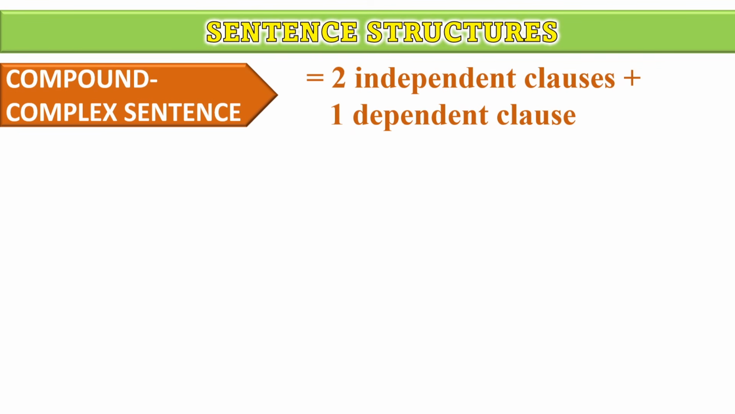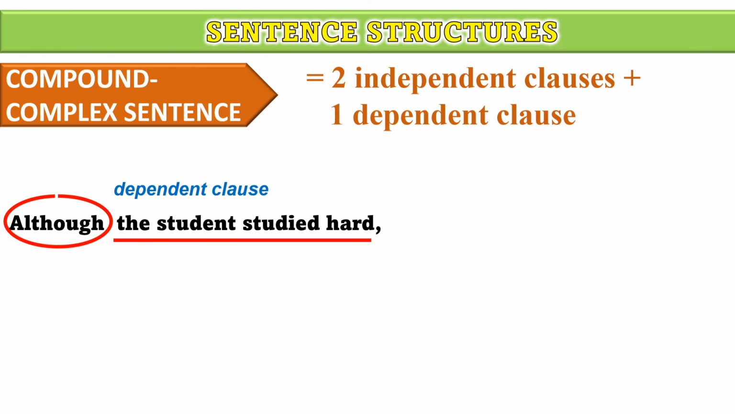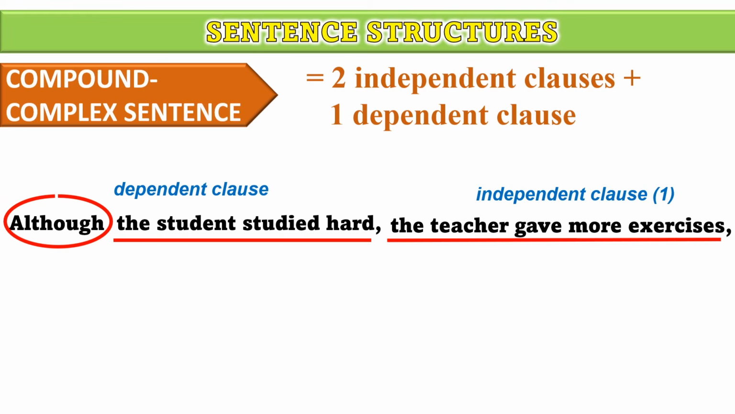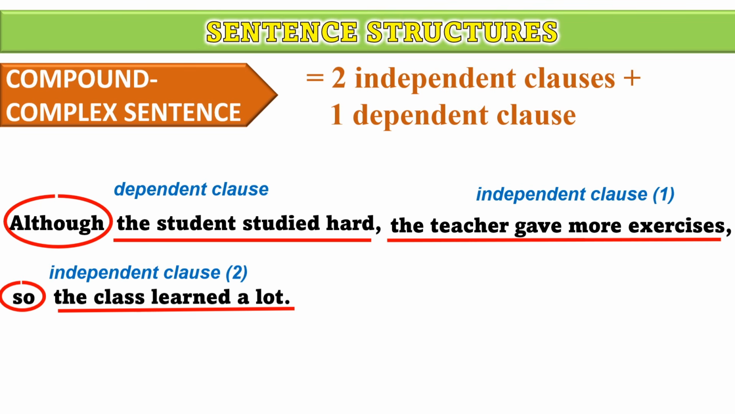Compound complex sentence consists of two independent clauses plus one dependent clause. For example, although the student studied hard, the teacher gave more exercises, so the class learned a lot.